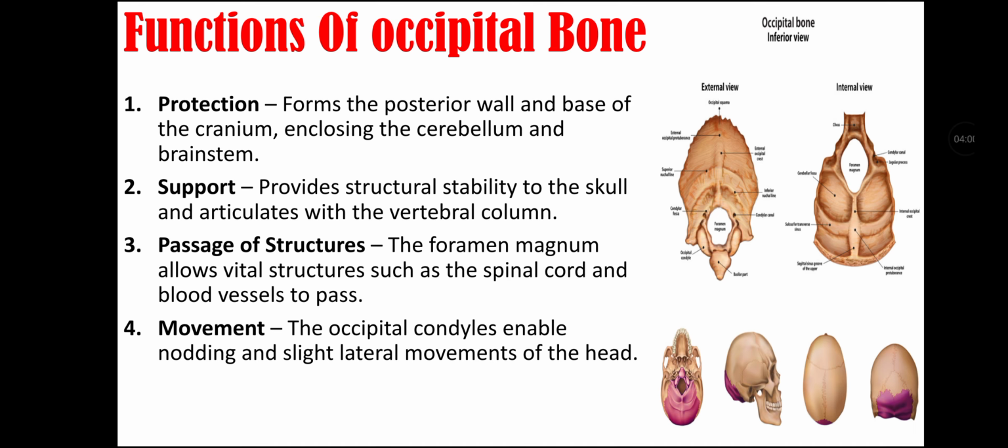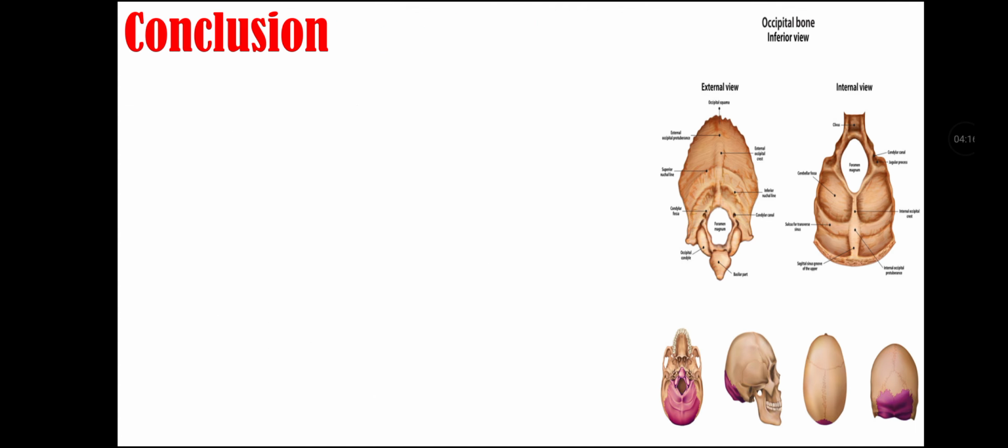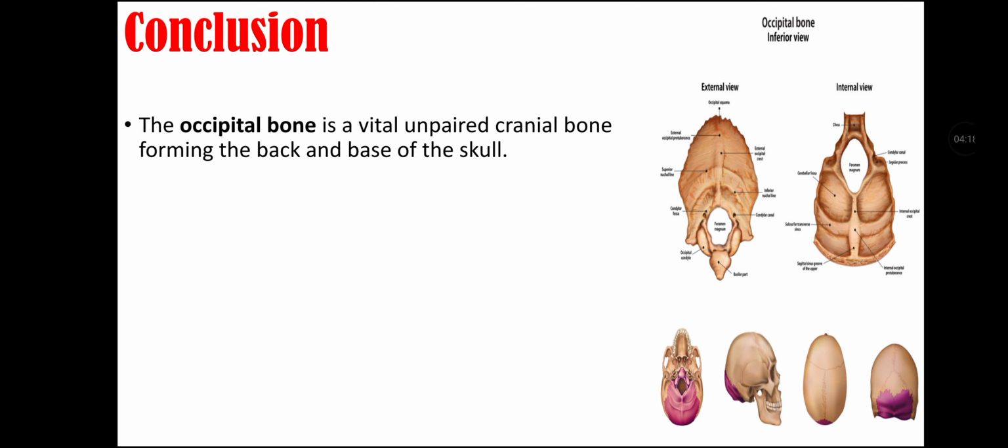Then a fourth function of occipital bone is movement, as there are occipital condyles that enable nodding and slight lateral movement of the head on the vertebra. Fifth function of occipital bone is muscle attachment, as this bone serves as an anchor point for neck and back muscles. Conclusion of this lecture video.